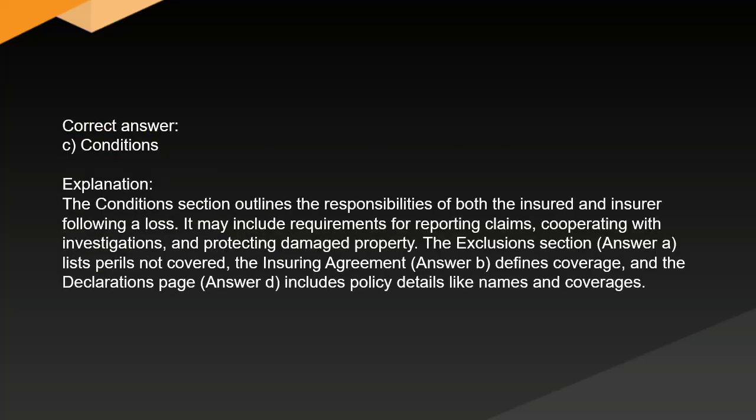Explanation. The conditions section outlines the responsibilities of both the insured and insurer following a loss. It may include requirements for reporting claims, cooperating with investigations, and protecting damaged property. The exclusions section, answer A, lists perils not covered. The insuring agreement, answer B, defines coverage. And the declarations page, answer D, includes policy details like names and coverages.